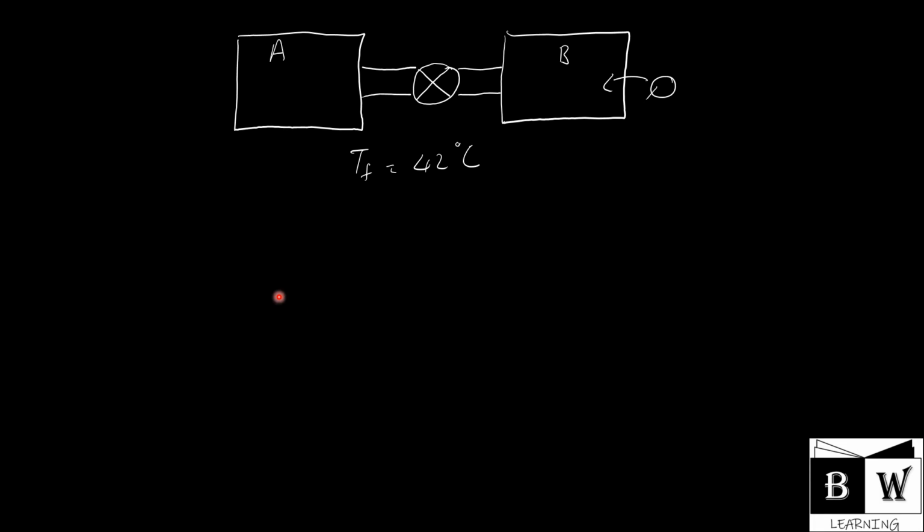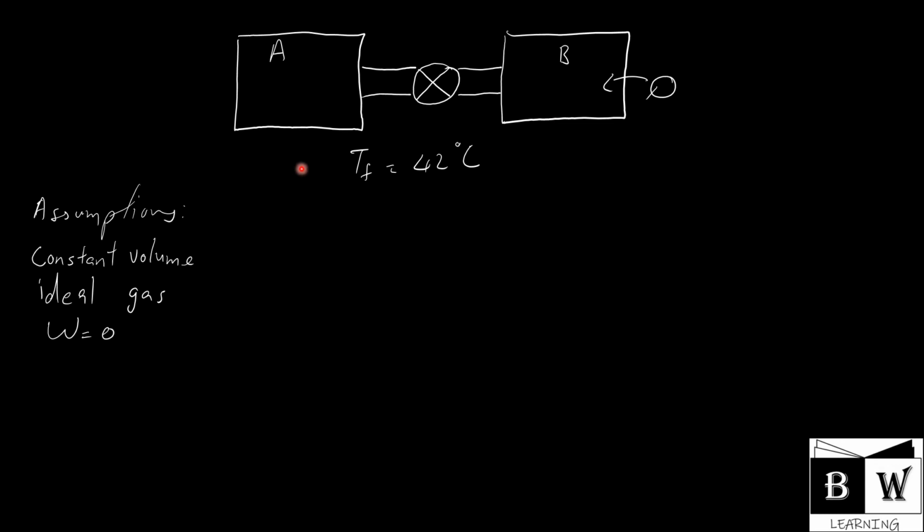So what we can do is first state our assumptions. Some of the assumptions we can make: this is a constant volume problem because there is not going to be any expansion or contraction. Because we are working with carbon monoxide, it will be an ideal gas equation problem. And lastly, since this is constant volume, we can safely say that there is no work done.